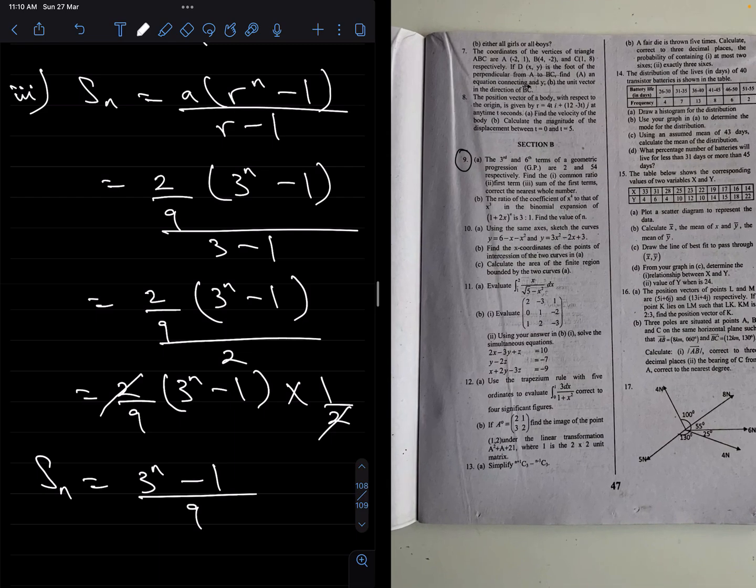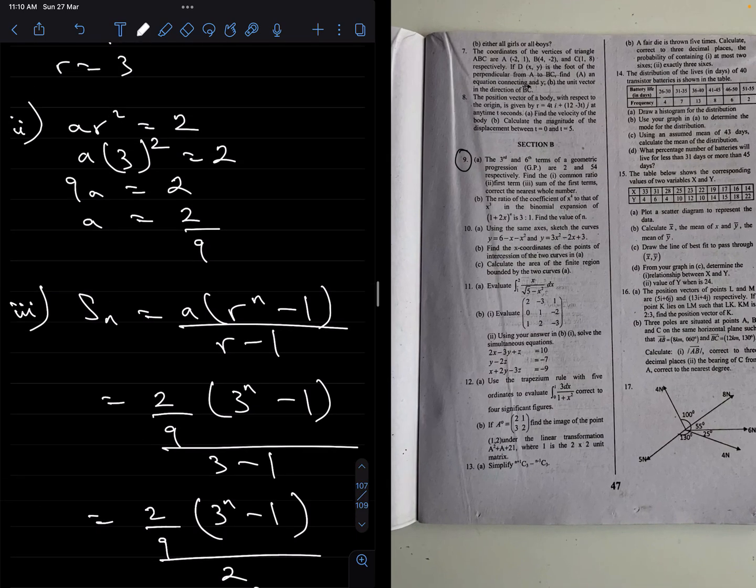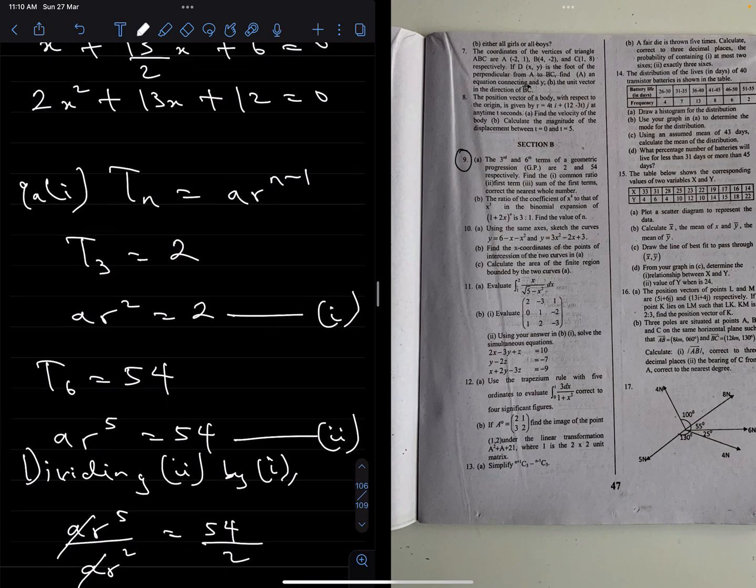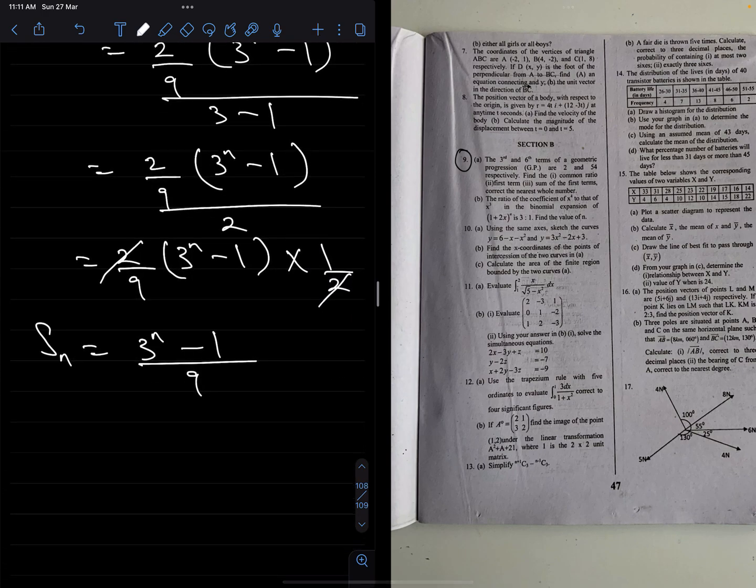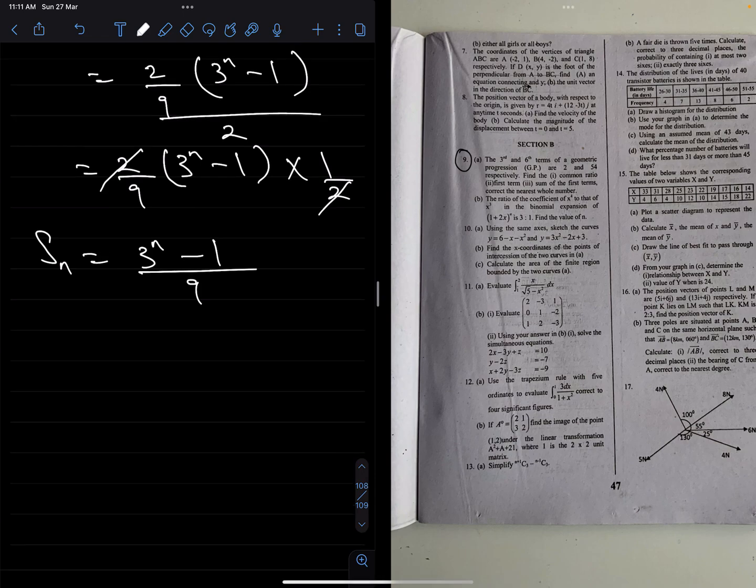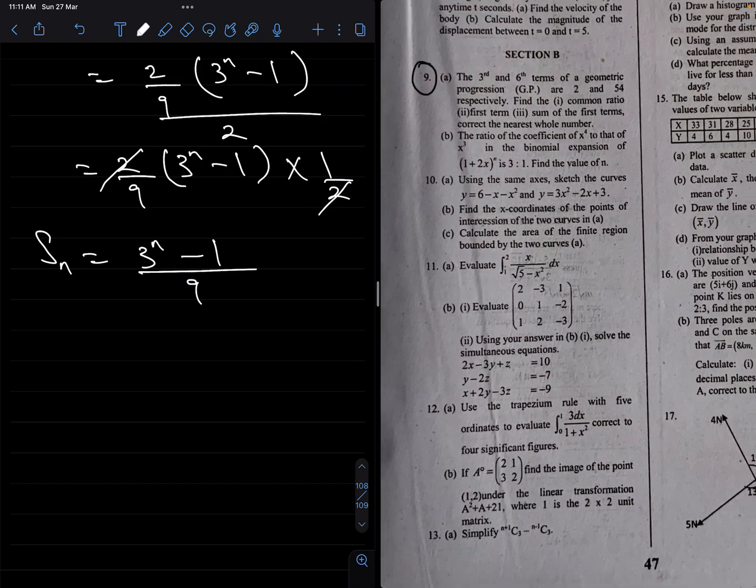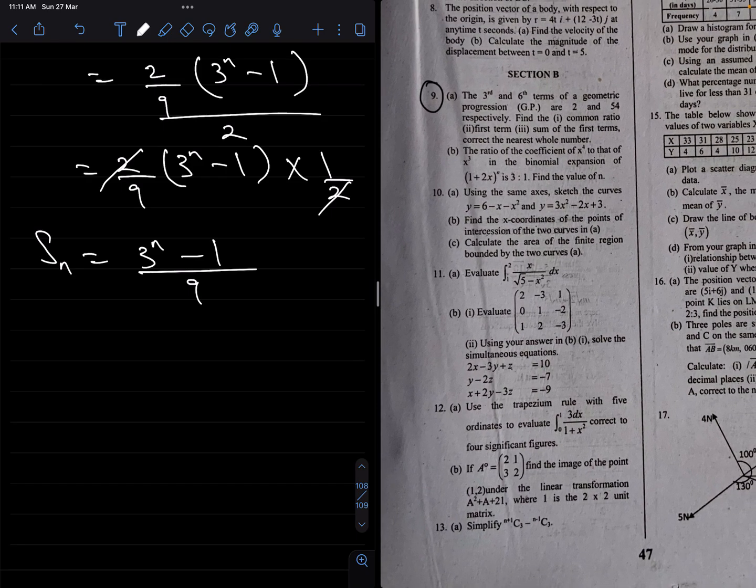Correct that quickly. The number question we just solved was from 2009, 9A, and it's supposed to be the sum of the first 10 terms. Roman figure 3 should be: find the sum of the first 10 terms correct to the nearest whole number. But it was a typo. That was why we thought it was just the formula for the sum of the first n terms.